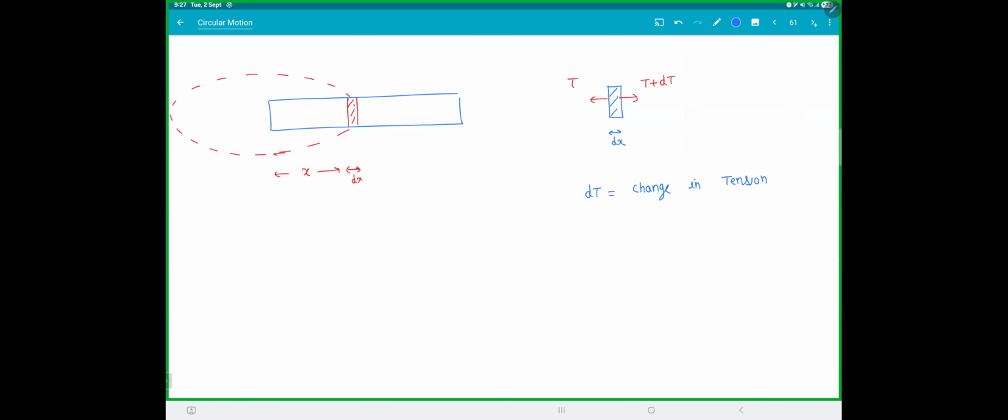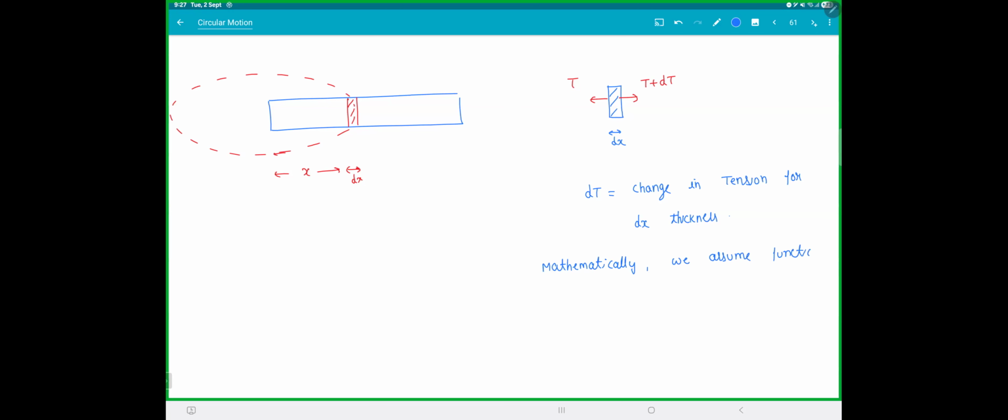Because for every segment, the centrifugal force will keep adding up, so the tension will keep changing. By mathematical convention, we always assume tension is increasing with x, even though it is decreasing; the sign will take care of it. So keep this one thing in mind: mathematically, we always assume the functions are increasing.